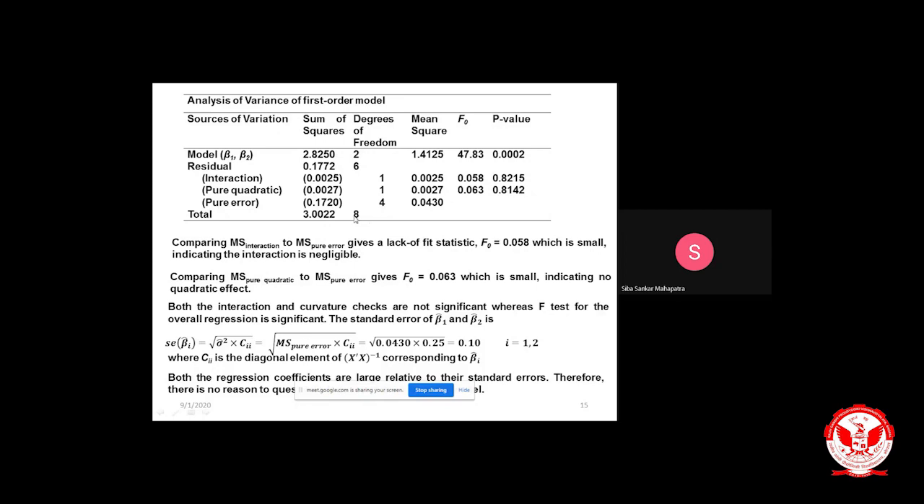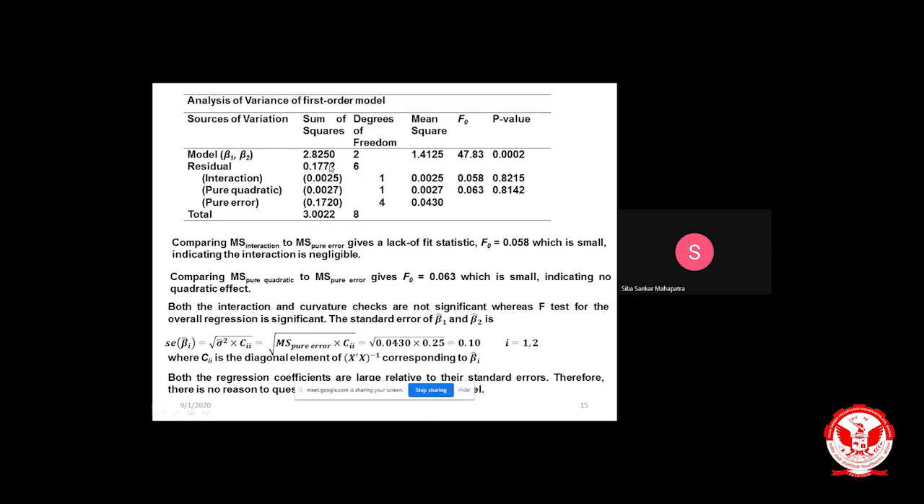Now look at the total degrees of freedom. Total degrees of freedom is 8. That is nothing but the number of experiments minus 1. The total number of experiments in this case is 9: 4 factorial points and 5 center points. So 9 minus 1 is 8. Model degrees of freedom will be 2, since the number of factors involved is 2. And so the residual degrees of freedom will be 8 minus 2, which is 6.